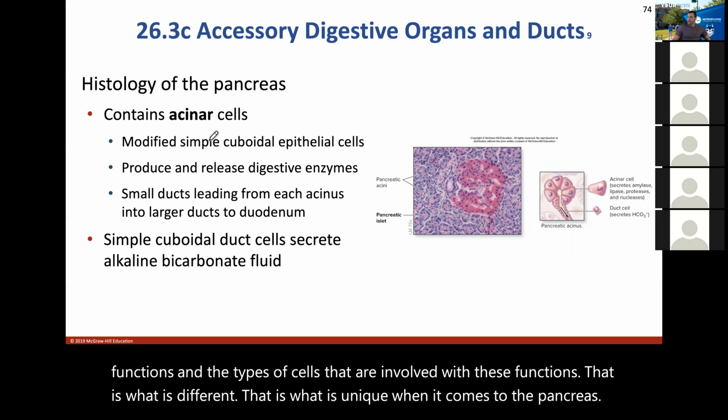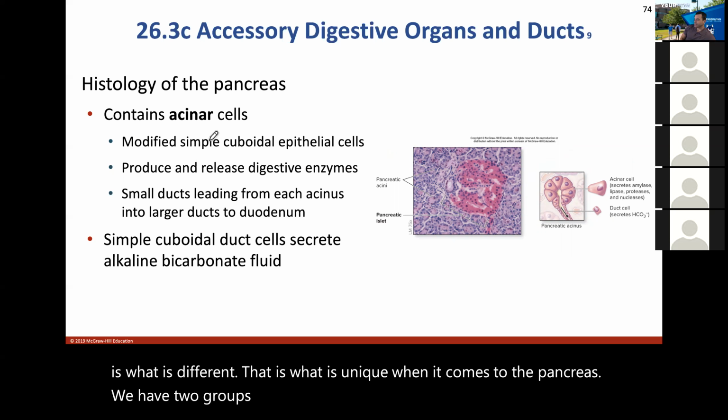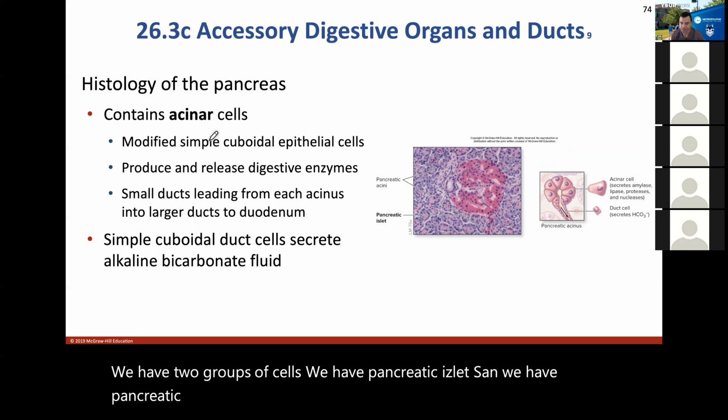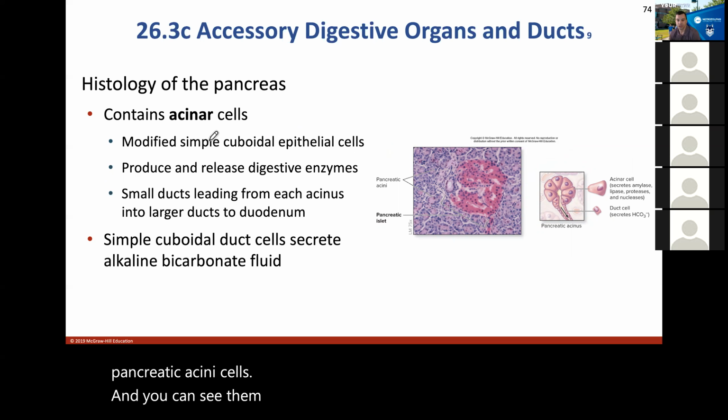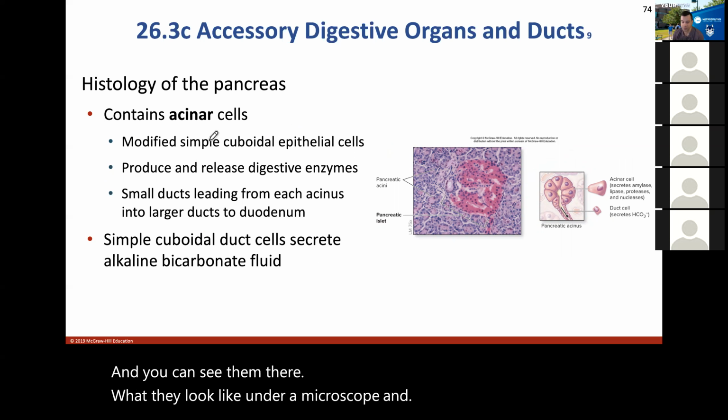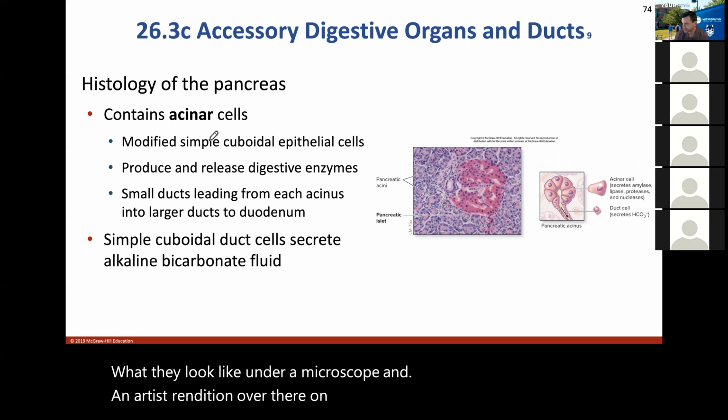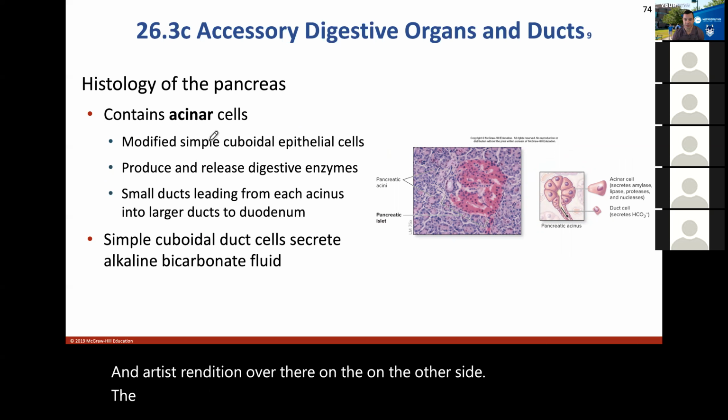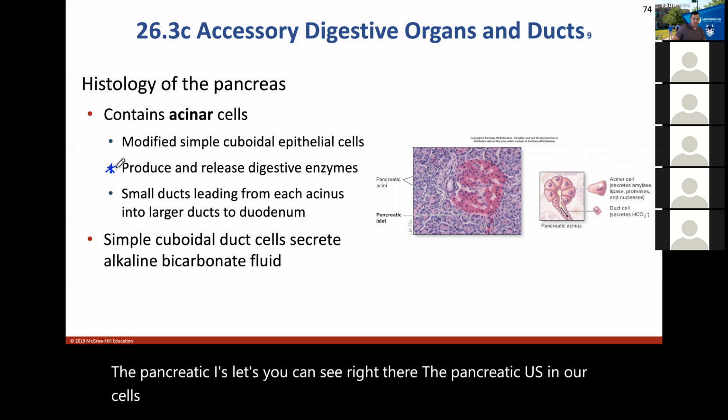We have two groups of cells. We have pancreatic islets and we have pancreatic acini cells. And you can see them there, what they look like under a microscope, and an artist rendition over there on the other side. The pancreatic islets, you can see right there. The pancreatic acini cells, this is what they do.